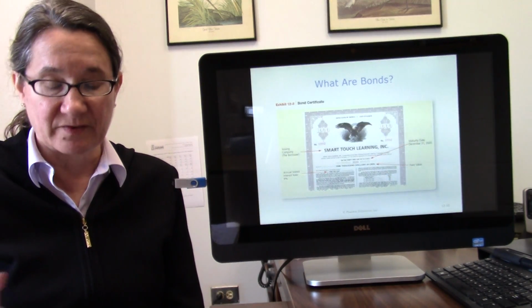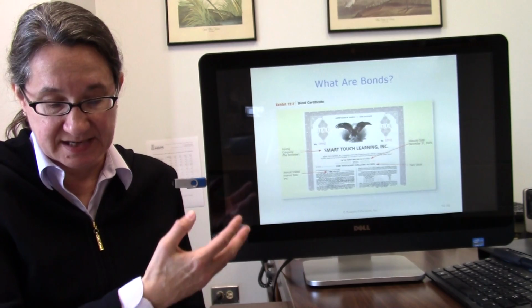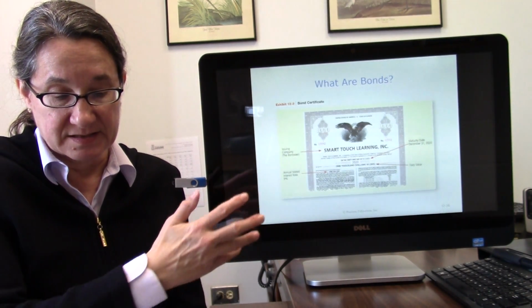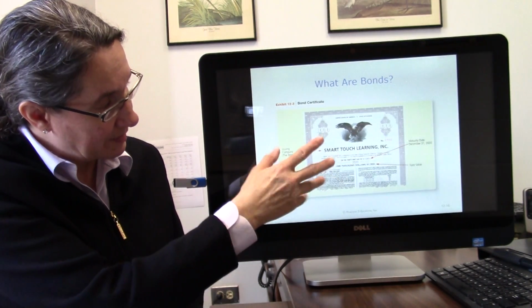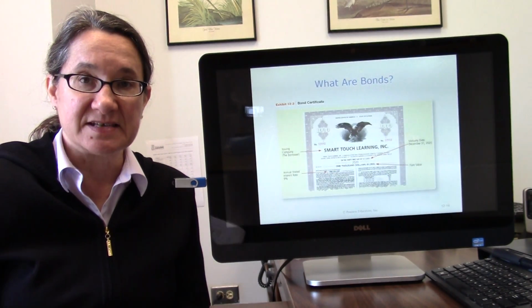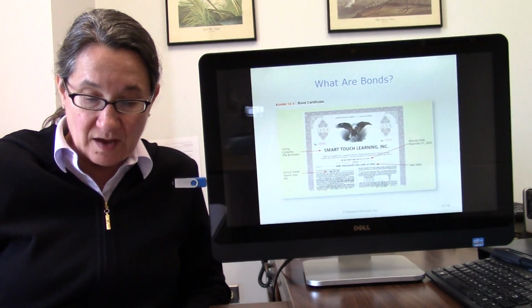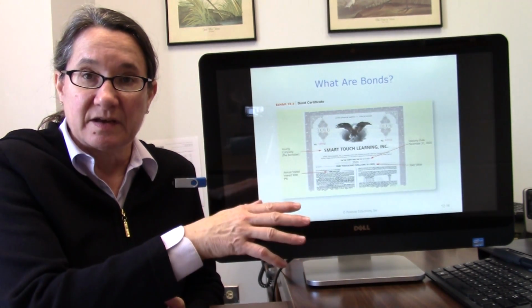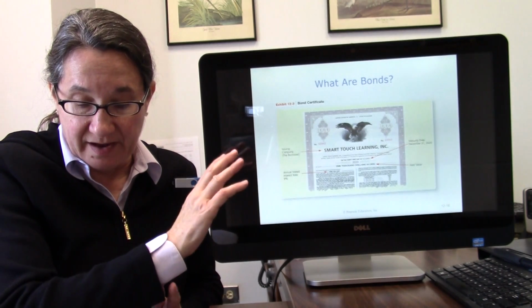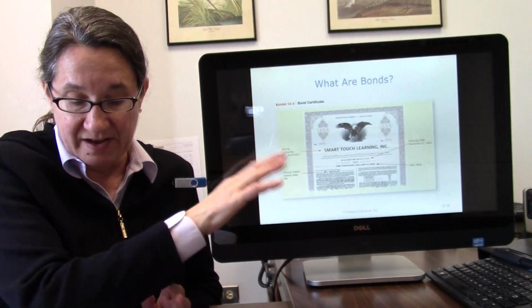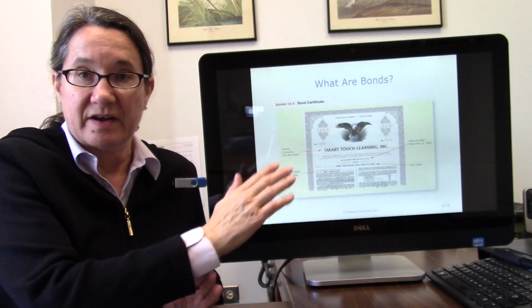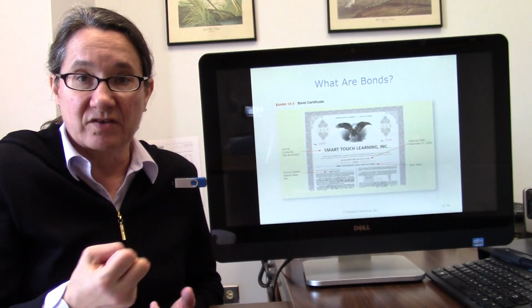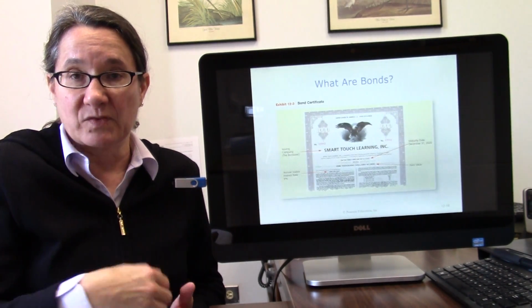This is a picture of what a bond might look like. So in this example, Smart Touch Learning is issuing a bond. And so a bond looks something like this. They're on fancy engraved paper. And they tell who issues them, and they'll have the amount, and they'll have the date that it matures, and they'll have the stated interest rate, and all the important information. It's a legal document, actually. It's their contract for the loan. That's what a bond is.